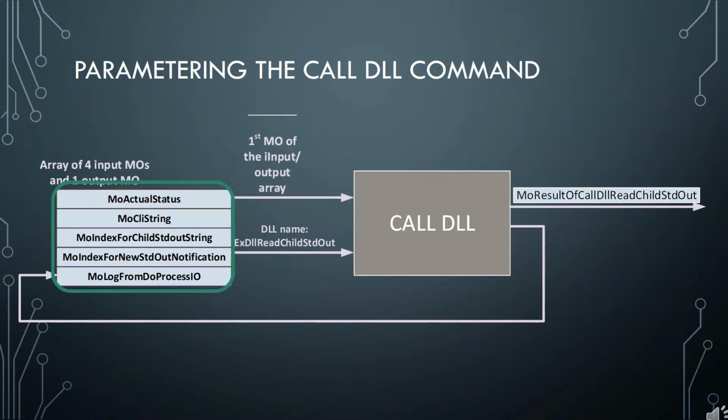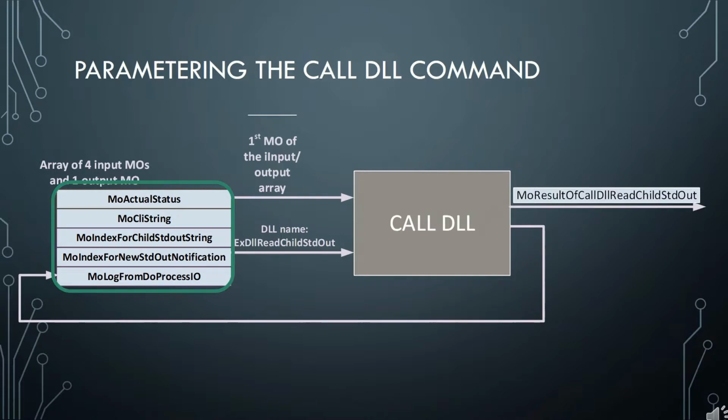The meaning of the values of input and output arguments is the following. MOActualStatus is the status whose value 1 starts and value 2 stops the child process. MOCLIString is the memory operand referencing the process value for the command line interface string to start the child process. MOIndexForChildStdoutString is the memory operand referencing the process value for placing the string from the standard output of the external process.